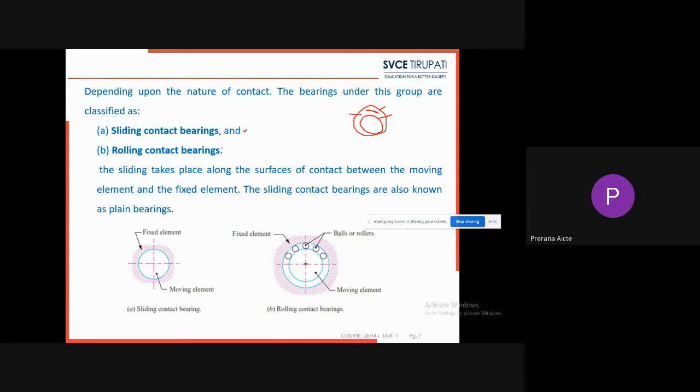But in a rolling contact bearing, we have an outer race and an inner race. In between the outer race and inner race, we place some balls, based on the amount of the load. In a sliding contact bearing, we can apply only a radial load, that is WR. But in our rolling contact bearing, we can apply a load along the axis, that is the axial load, and also the perpendicular load: one radial load, one axial load.